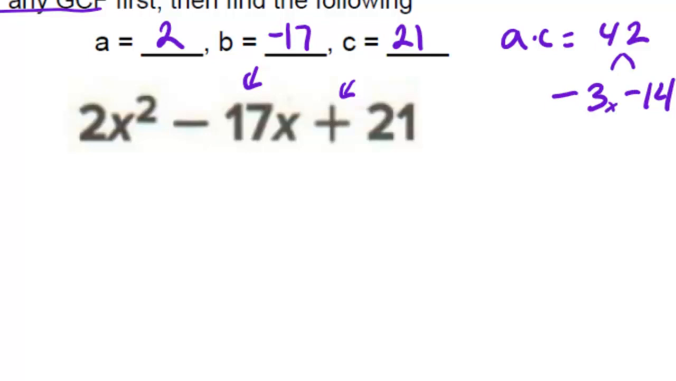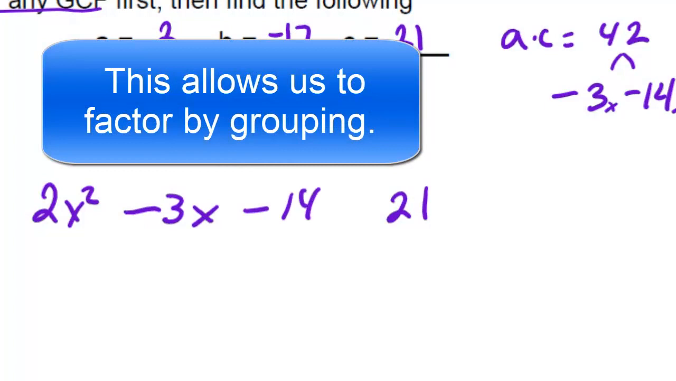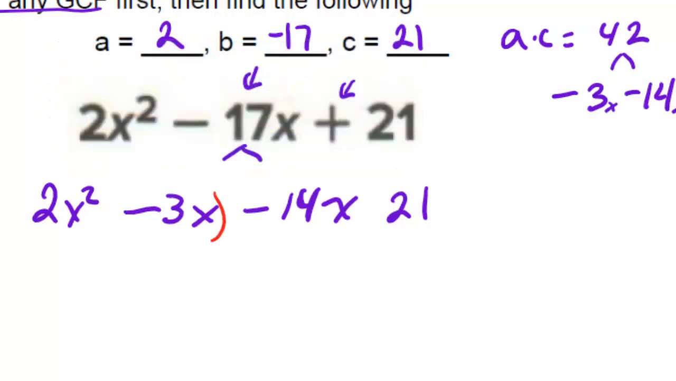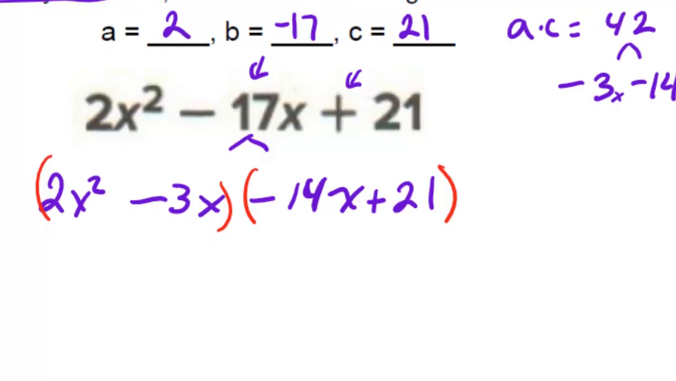Now essentially they both have an x on there. So I'm going to rewrite my 2x squared and bring down my 21. But this 17x in the middle is going to be broken into minus 3x and minus 14x. Because what we're using here is the factor by grouping method. So I'm going to group the first 2. I'm going to group the second 2. And it looks like I forgot to bring my plus sign down for my 21.